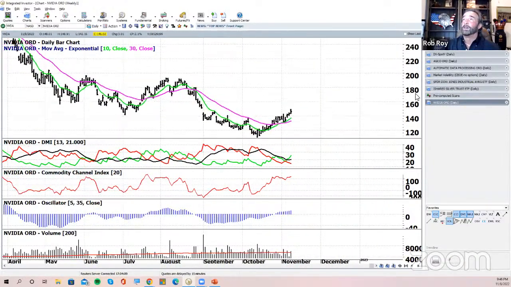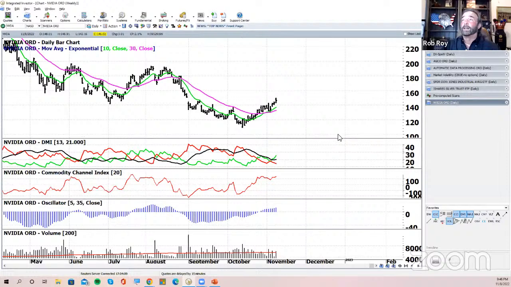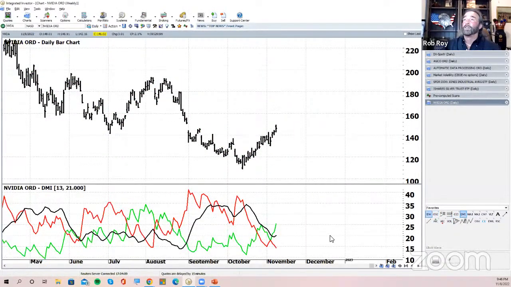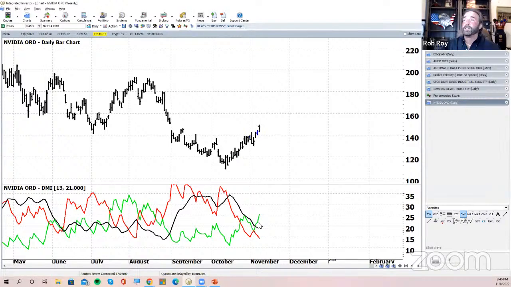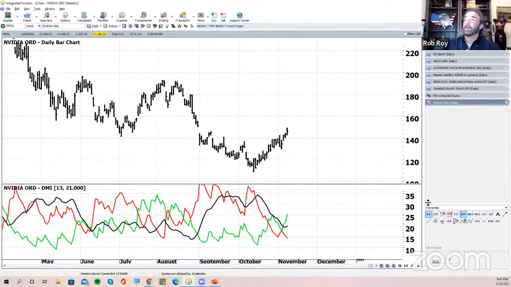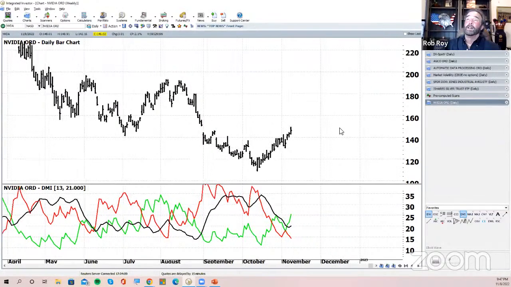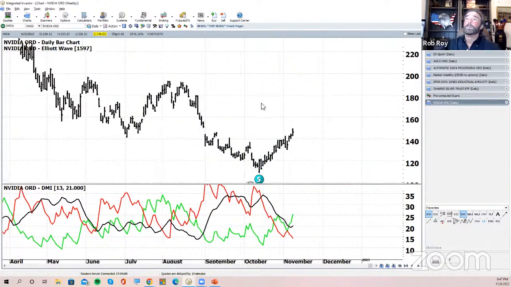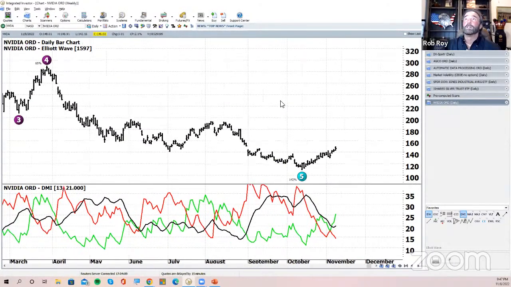Zach, I know this is one of your favorites, so you're probably paying attention here. Let's see what the DMI looks like. And look, the ADX is turning back up above 20. We're getting separation here. That looks pretty darn interesting in NVIDIA. How can we turn away from that? We had a wave 5 low there at 142, so we're not going back to the previous 4.